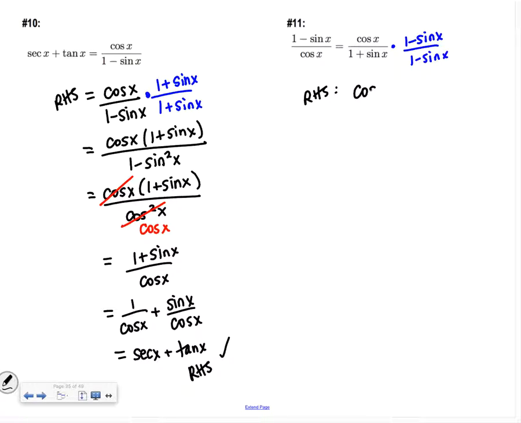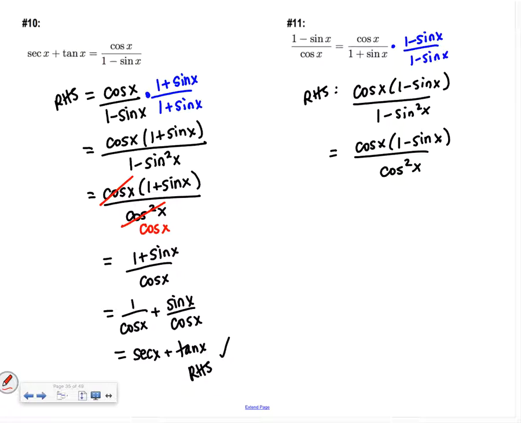All right, so I have cosine of x, and I'm going to have 1 minus sine of x all over 1 minus sine of x squared, right? Which we know becomes cosine squared, which reduces to cosine of x on the bottom. So I get 1 minus sine of x over cosine of x. So very similar to the last one, just a minus in between. And then that's the left-hand side. Oops, I wrote right-hand side over here, didn't I? Let's say left-hand side.